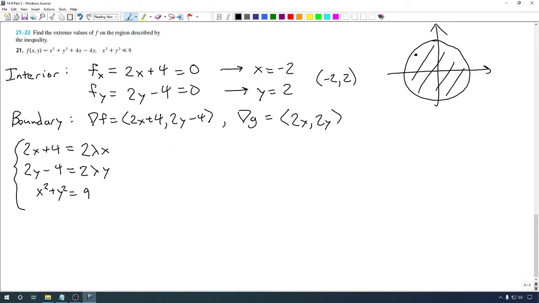So this first equation becomes x plus 2 equals lambda x, which we can rearrange. Let's instead move this x over to the other side and make it lambda x minus x is equal to 2. In other words, if we factor out the x, we have x times lambda minus 1 is equal to 2.